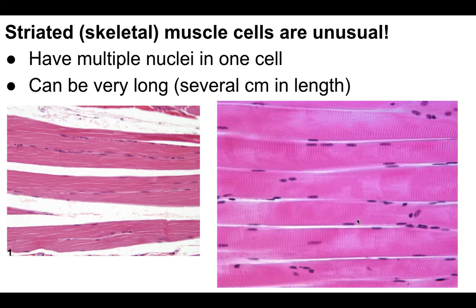So they're unusual in that they're very, very long. They're several centimeters in length. They're very, very thin. They're microscopically thin. And they have multiple nuclei in one cell. The thinness is not the unusual part. It's the length and also the multiple nuclei.